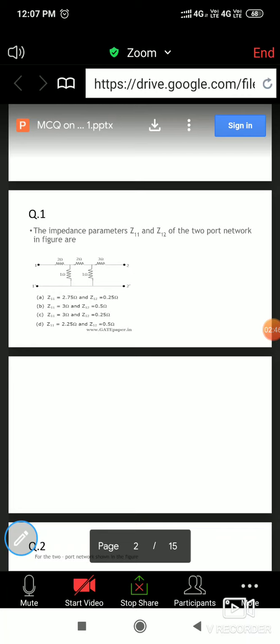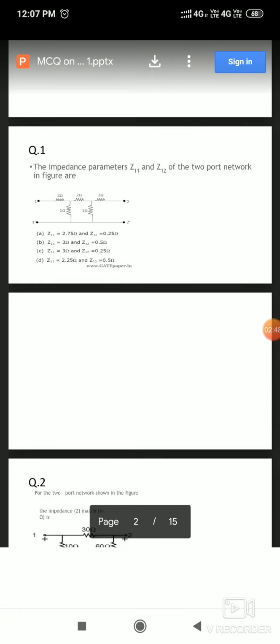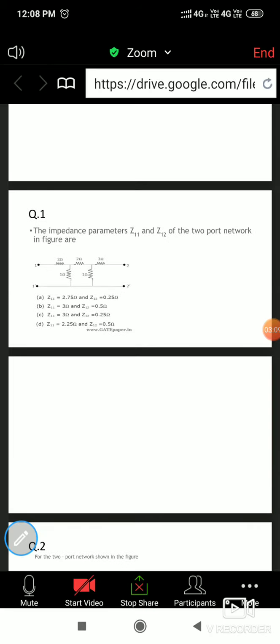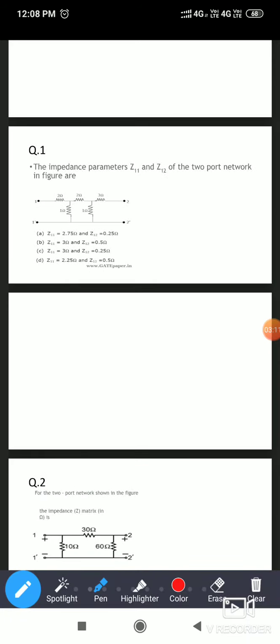I think yesterday we solved this first question. The first question is to find the impedance parameters Z11 and Z12 of the two-port network in the figure. Yesterday we solved it, and the answer we got was Z11 equal to 2.75, which is option A. We already solved this problem, so today we are going to solve the next problem. If you want, I will repeat it. Otherwise, we will go ahead.